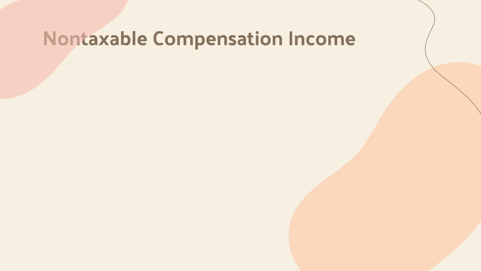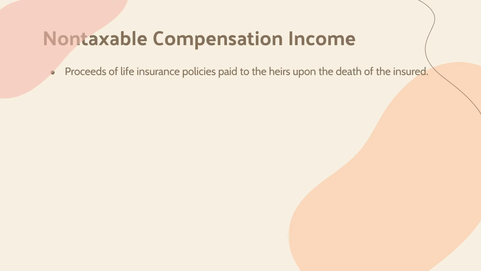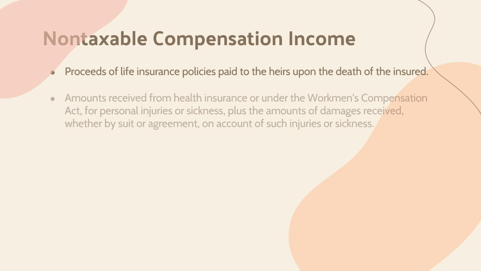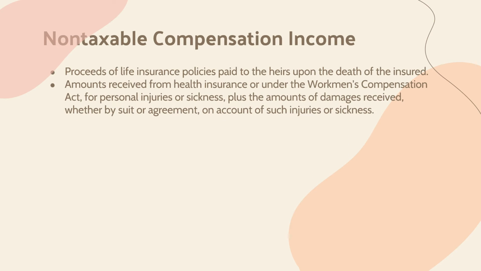Number 5, proceeds of life insurance policies paid to the heirs upon the death of the insured. Number 6, amounts received from health insurance or under the Workmen's Compensation Act for personal injuries or sickness, plus the amounts of damages received whether by suit or agreement on account of such injuries or sickness.